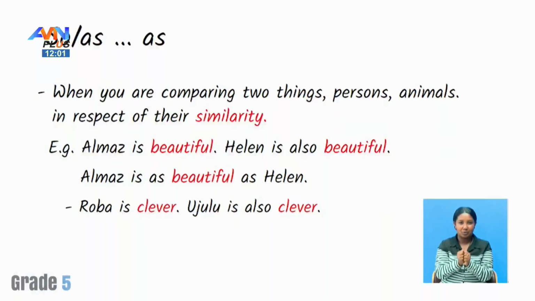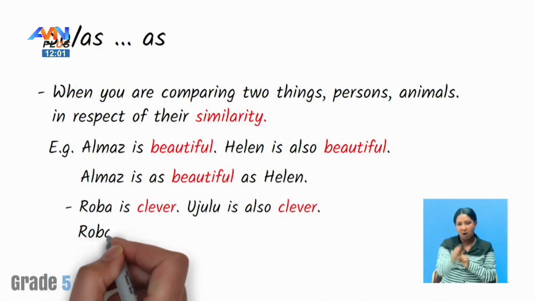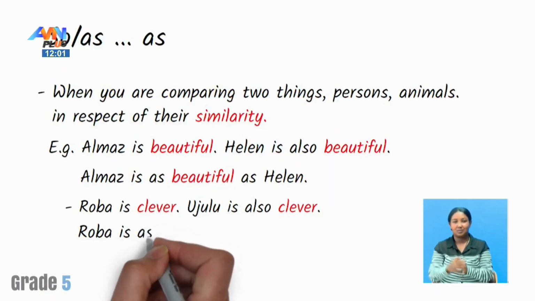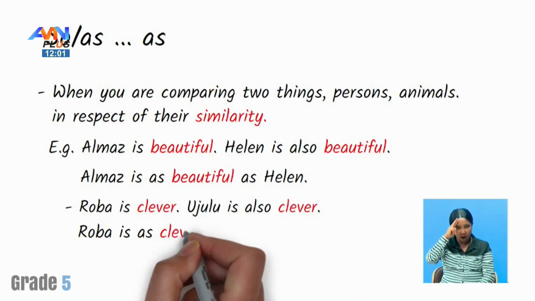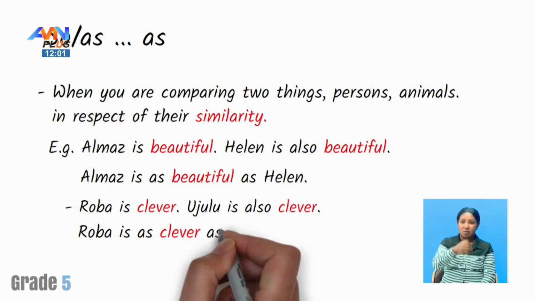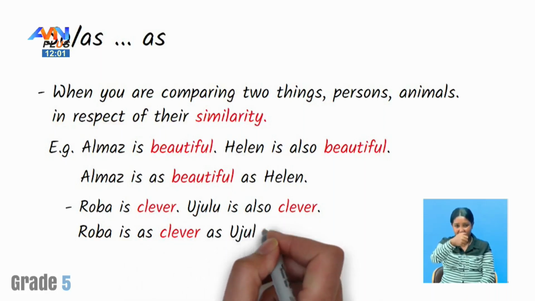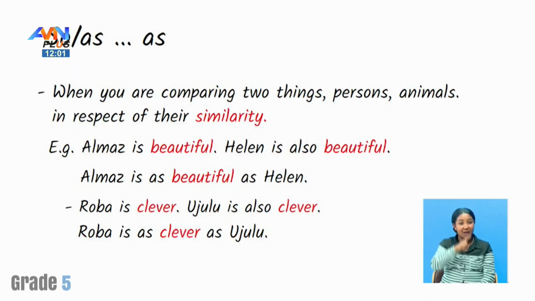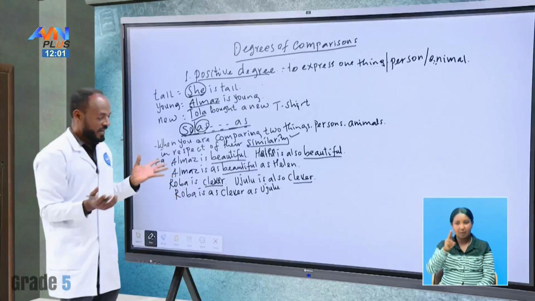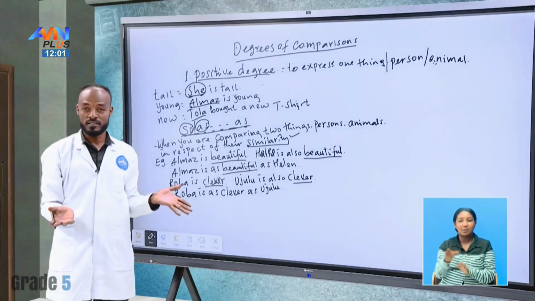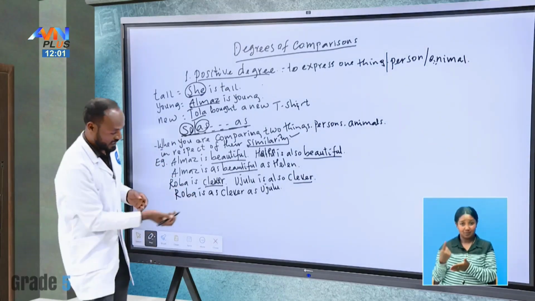Using either of them. Roba is as, then we have to take one example of adjective. Roba is as clever as Ujulu. This means they have the same quality. Is it clear? Good students.